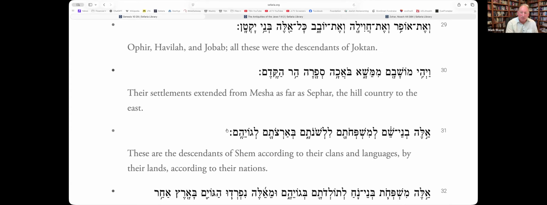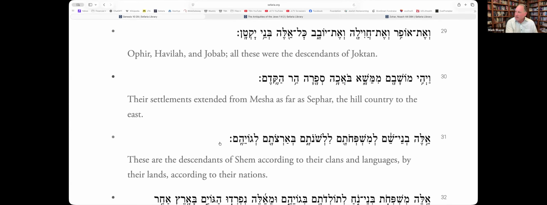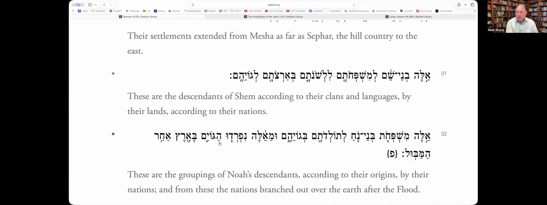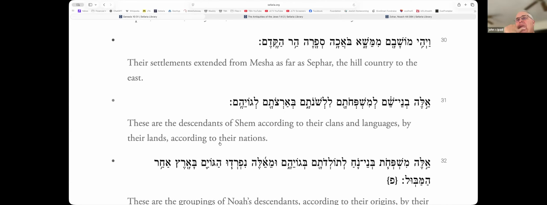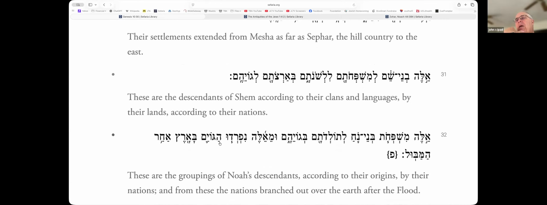Oh wait, why don't you read a little bit more? Sorry. Their settlements extended from Mesha as far as Safar, the hill country to the east. These are the descendants of Shem, according to their clans and languages, by their lands according to their nations. These are the groupings of Noah's descendants, according to their origins, by their nations, and from these the nations branched out over the earth after the flood.